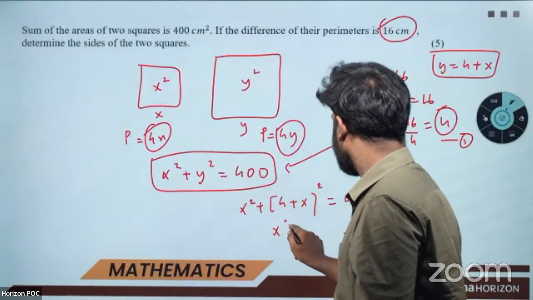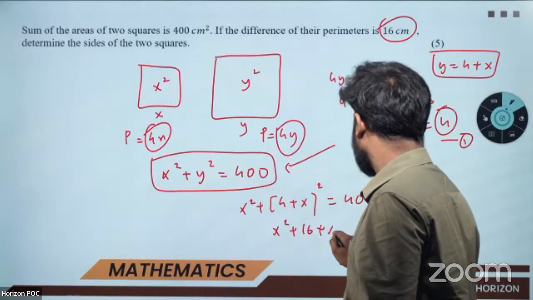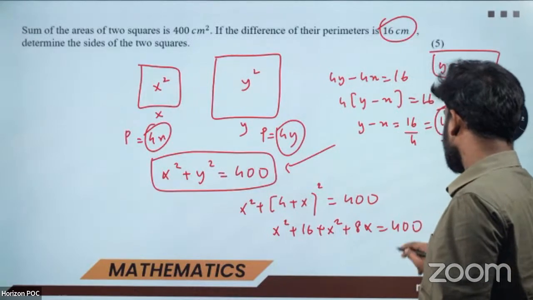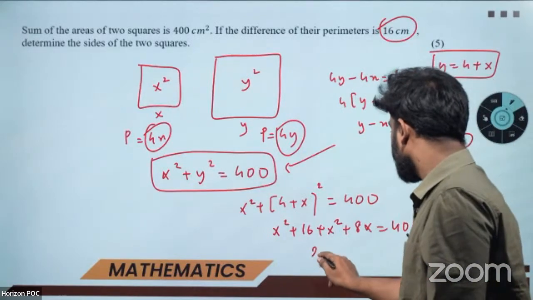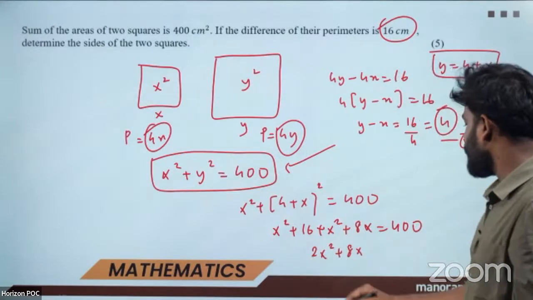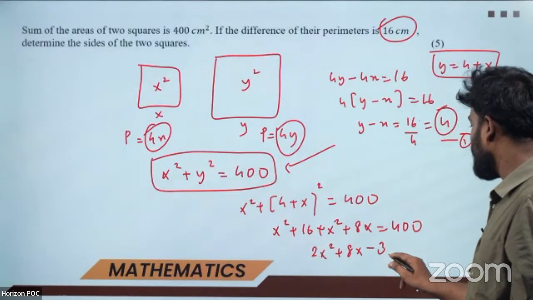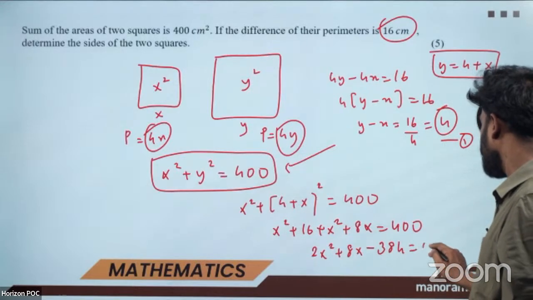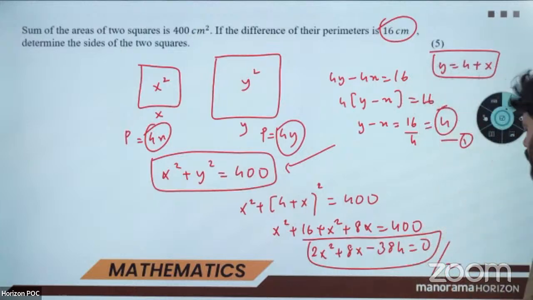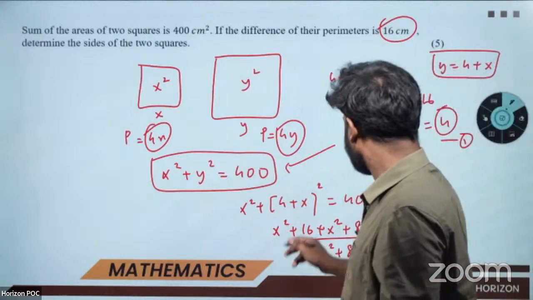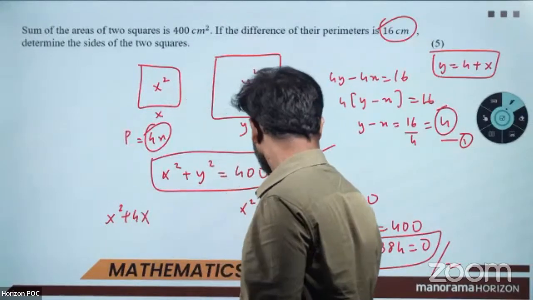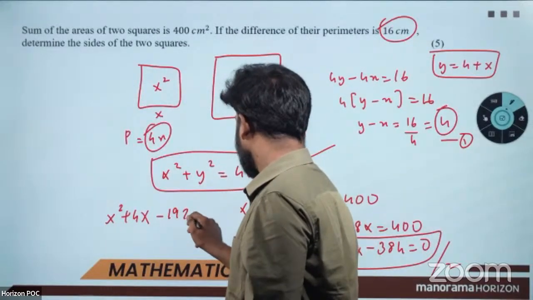Or I get x square plus 16 plus x square plus 8x is equal to 400. So x square plus x square is 2x square plus 8x. Then the 16 and this 400 come to the left side, and I get 384 is equal to 0. Now what should I do? I should divide it by 2 because all are even numbers. So when I divide by 2, I get x square plus 4x minus 192 is equal to 0.